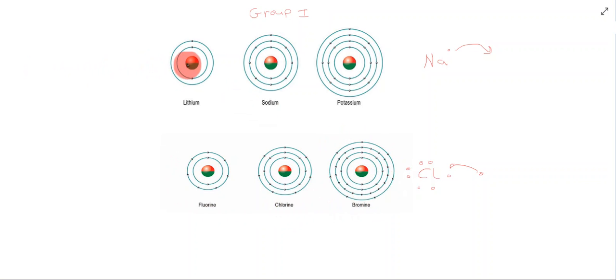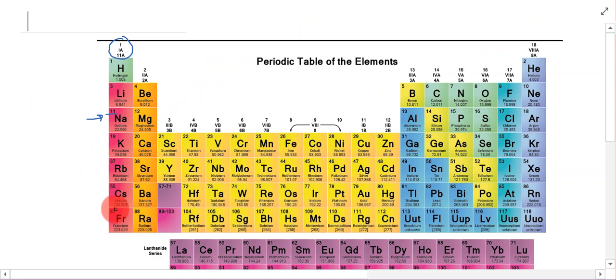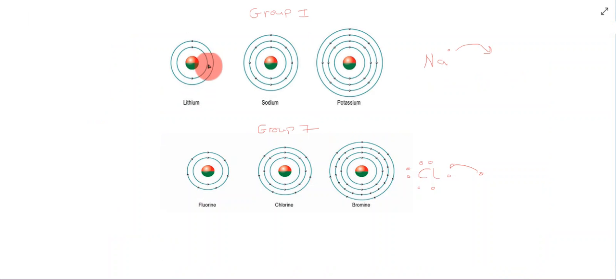Now what will be different between these elements? If we take group 1, and I'll just write this down here, this is group 7. What will be different between these elements is that as we move down the group, the atoms become more reactive. Sorry, that's not the case for group 7. As you move down group 1, the elements become more reactive.